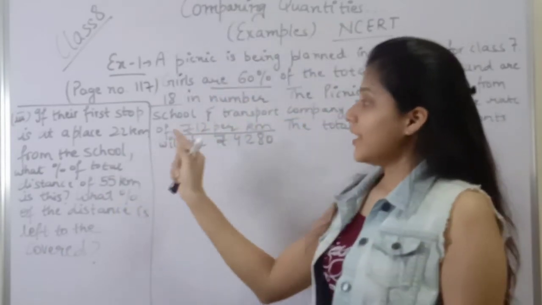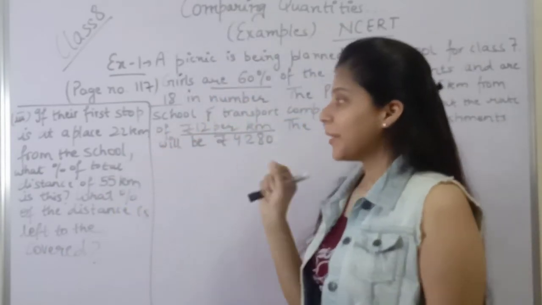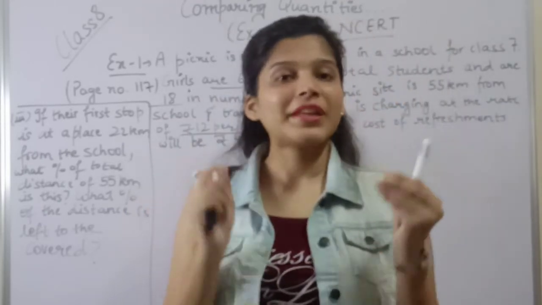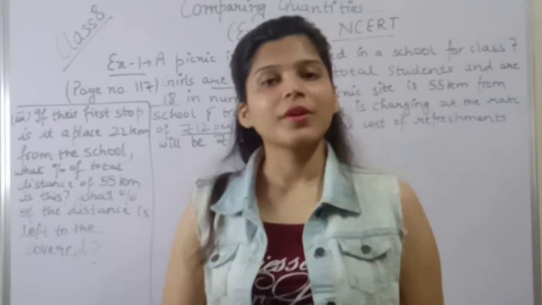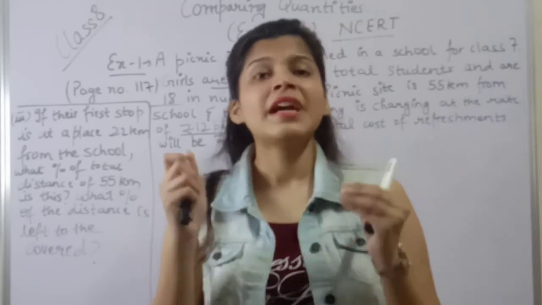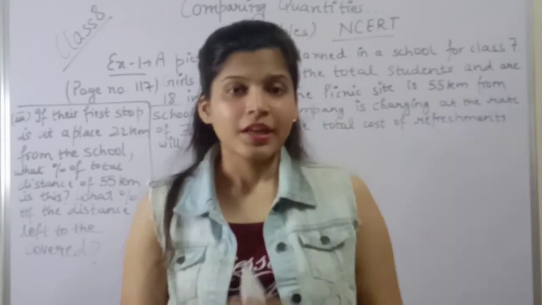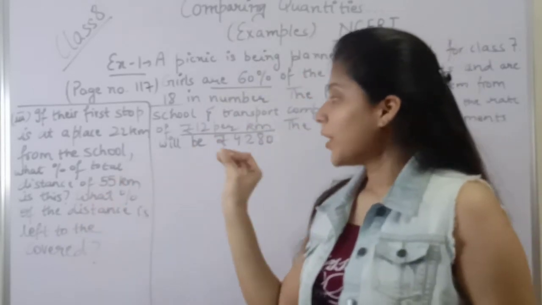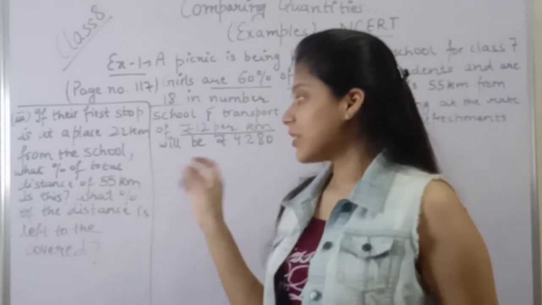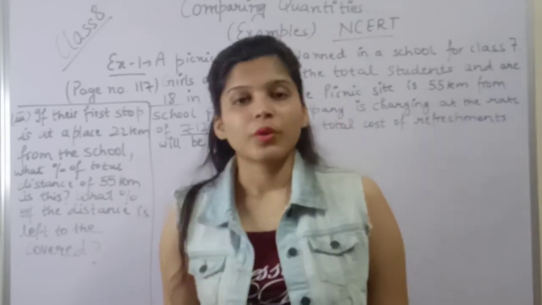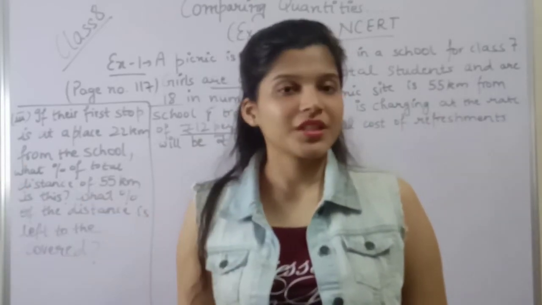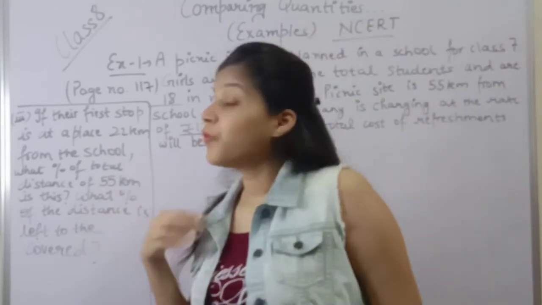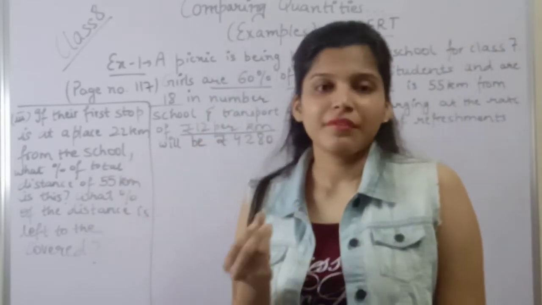So if their first stop is at a place 22 kilometers from the school, suppose they are traveling, and when 22 kilometers of travel is done, they took a stop. They stopped the bus once, okay, that was their first stop. So what percentage of the total distance of 55 kilometers is this? Now the total distance one side is 55 kilometers, as we all know. Okay, so now how much percent of 55 is that 22 kilometers?